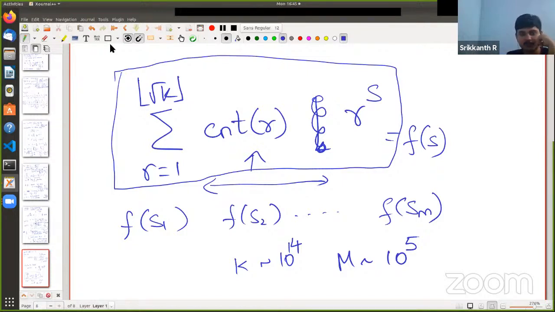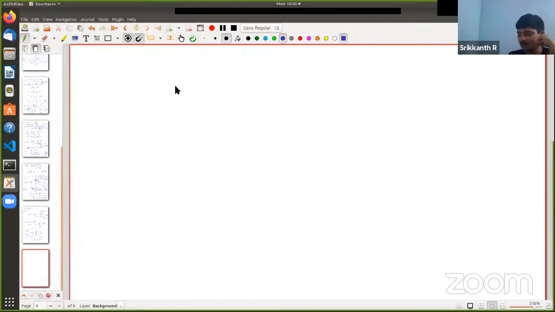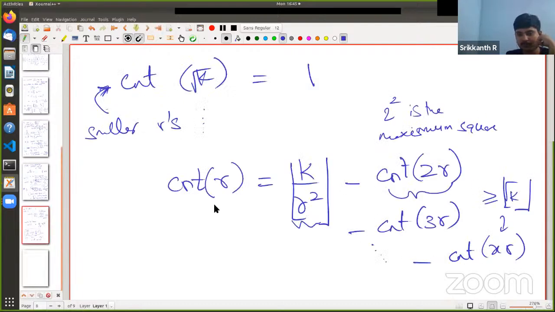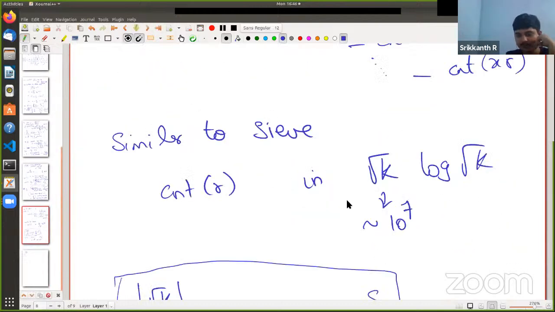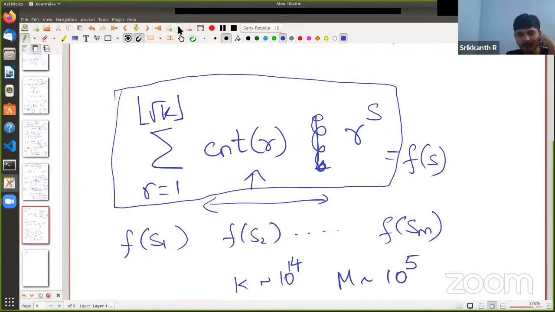So at this point, we will need some math from generating functions. So let's define, let's consider this polynomial, 1 by 1 minus, or rather, let's consider r by 1 minus rx.